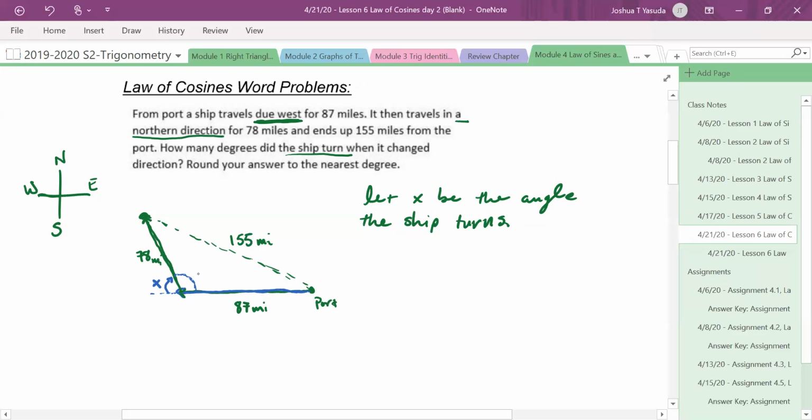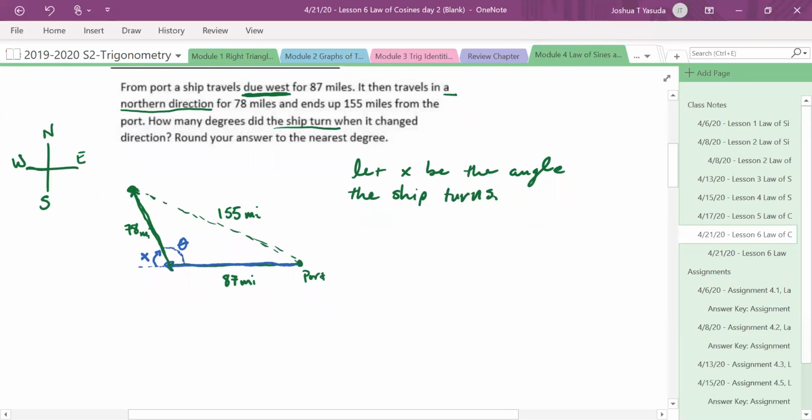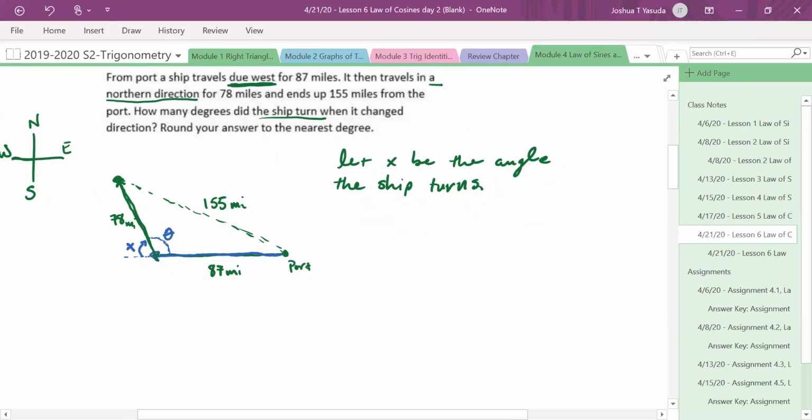Now here's the thing: this is the angle, I'm going to just call it theta. You actually have to find that angle first, because there's no other way of doing this problem without it. So let's get started. This is a law of cosines problem because you have all three sides. So 155 squared equals 87 squared plus 78 squared minus 2 times 87 times 78 cosine of theta.